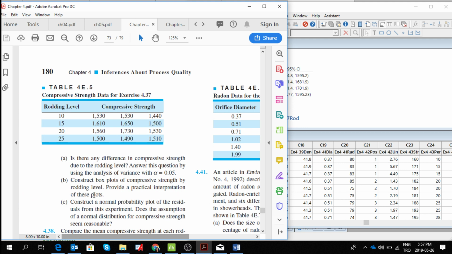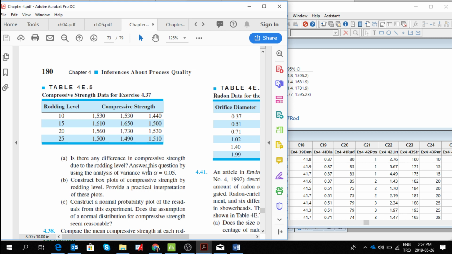So I'm going to show you the data set. This is the compressive strength data for exercise 4.37. We have the rodding levels 10, 15, 20, and 25. These are the treatments, or another way of saying it, levels. And the corresponding compressive strengths are as follows. For rodding level 10, we have 1530, 1530, etc. For each level, we have three given compressive strengths.